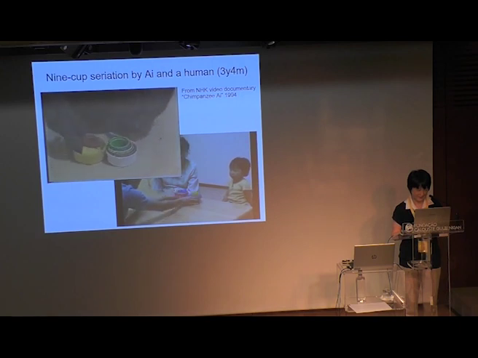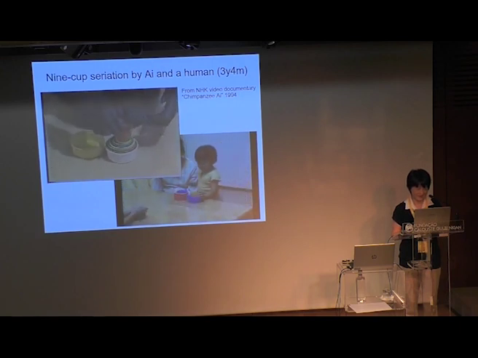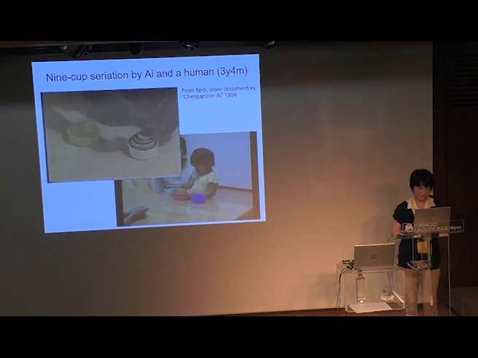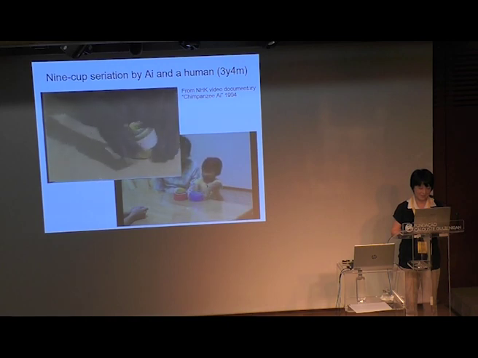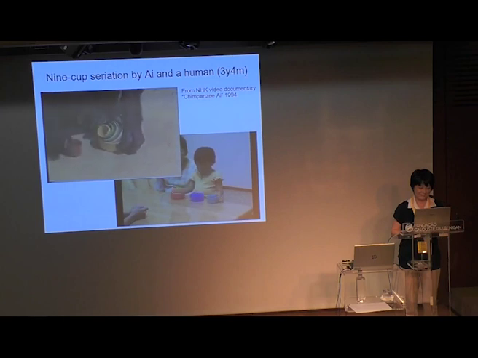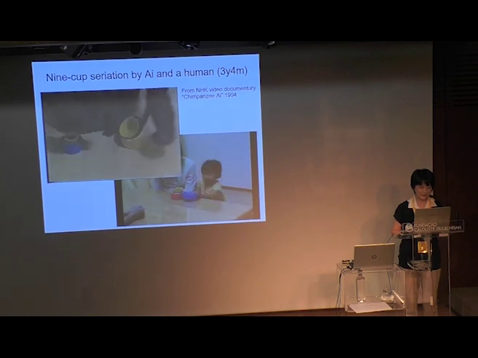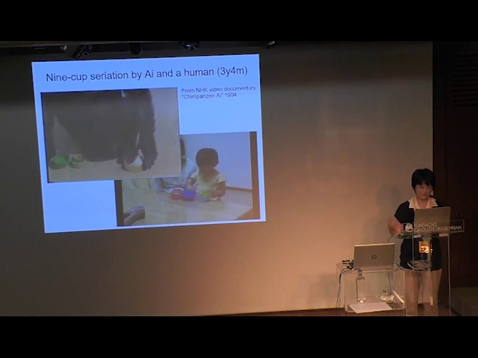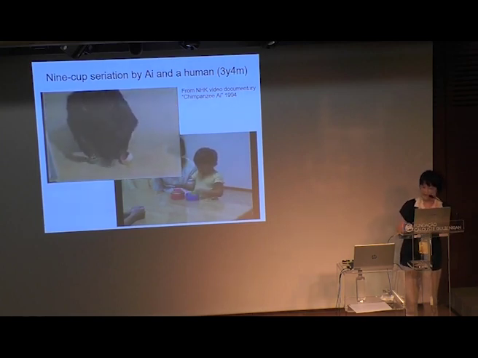And if you see the chimpanzee side, you can see it's not a straightforward seriation. So she's trying many ways, and one by one she tries to solve the problem. It's slightly slanted, and then the second from top doesn't fit. Then she disassembles, inserts, disassembles, inserts. So one by one, step by step, she is making the new pairs.